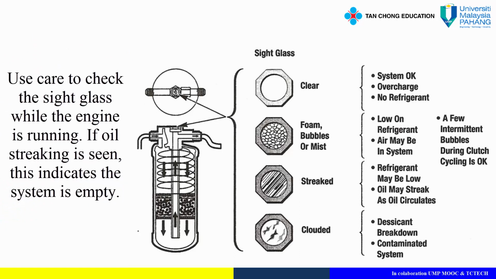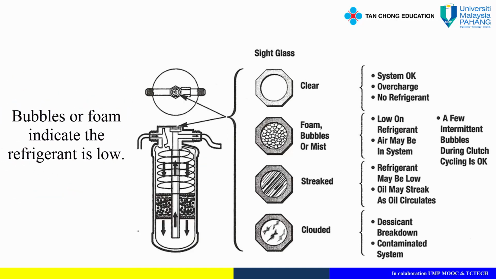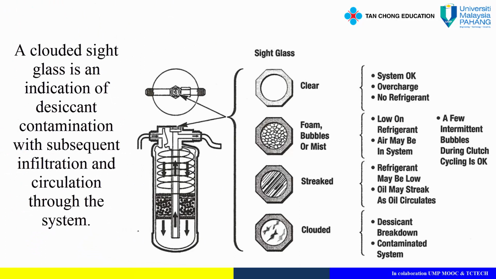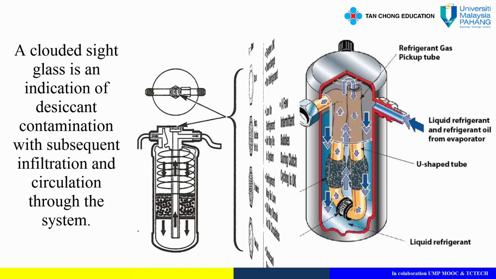If oil streaking is seen, this indicates the system is empty. Bubbles, or foam, indicate the refrigerant is low. A sufficient level of refrigerant is indicated by what looks like a flow of clear water, with no bubbles. A clouded sight glass is an indication of desiccant contamination, with subsequent infiltration and circulation through the system.